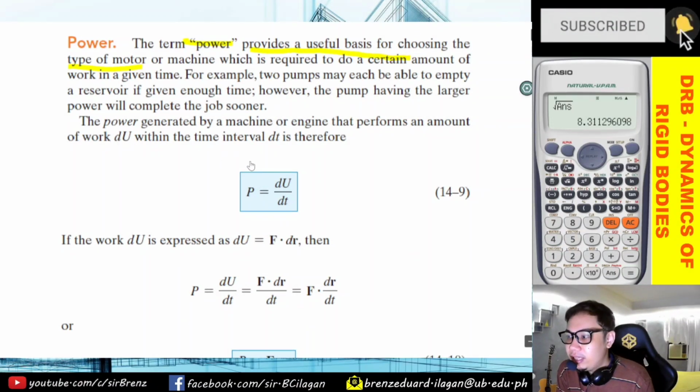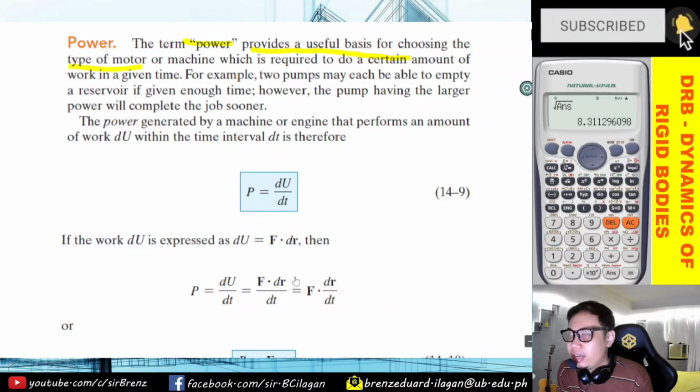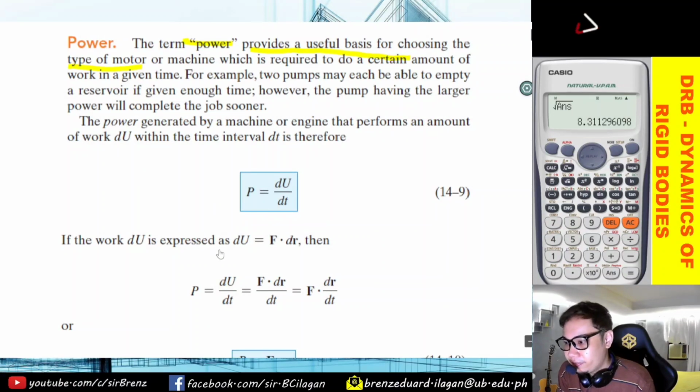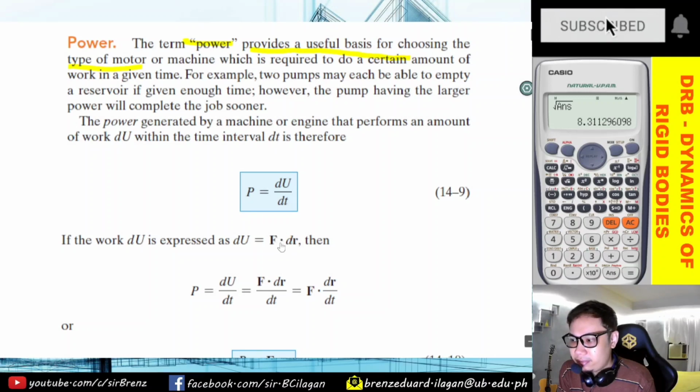So, the power generated by a machine or engine that performs an amount of work dU within the time interval dt is therefore, so power is equals to dU all over dt. From where yung U, so that is expressed as force times distance. Okay? So again, ang unit niyan is Newton meter, pound feet, etc. And then yung time is in seconds. So ito nga. So P is equals to dU over dt. Again, dU is equals lang daw sa F times the distance. So dito, ang nilagay niya lang distance is dr over dt. So F multiplied by dr over dt.